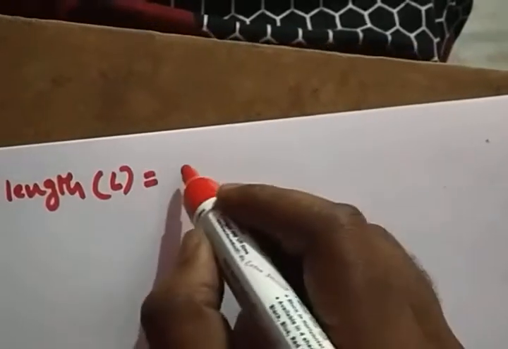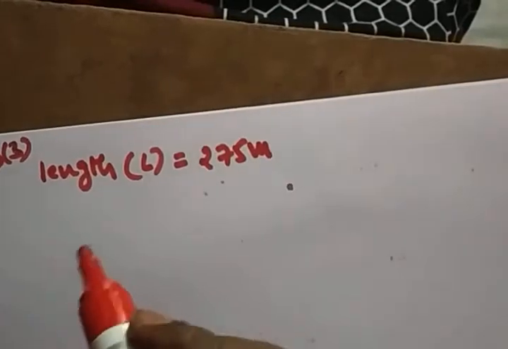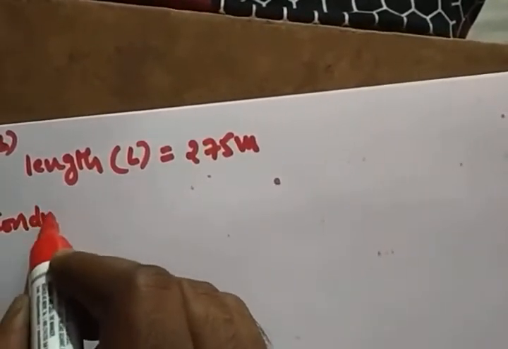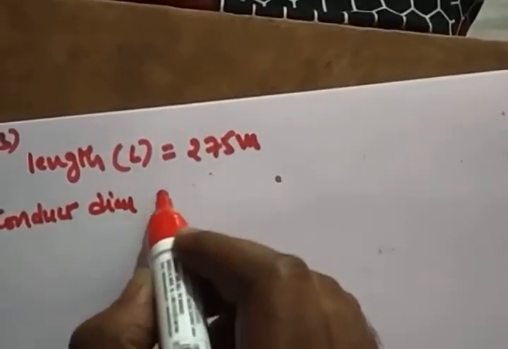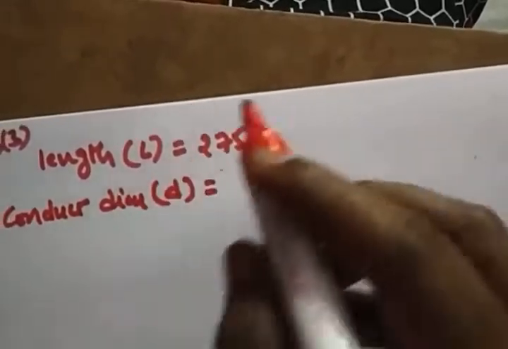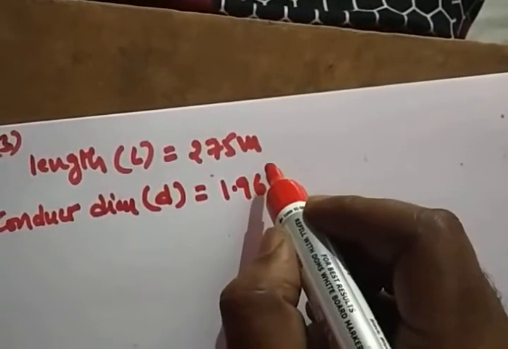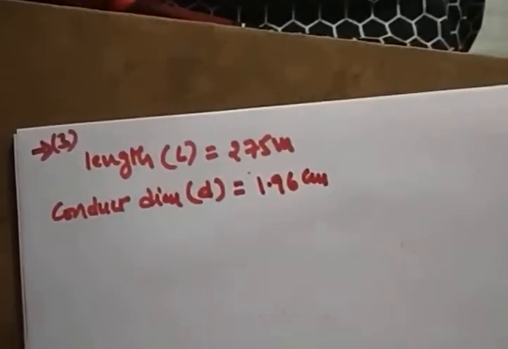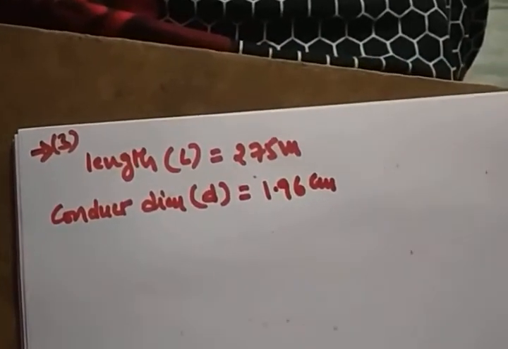So first, what they gave, I'll write it here. Example 3, right? They gave the length of the conductor. Length is given. So what is the length value? 275 meters, right? After that, they gave the conductor diameter. So the D value is given. So what is the value of D? 1.96 centimeters, right?